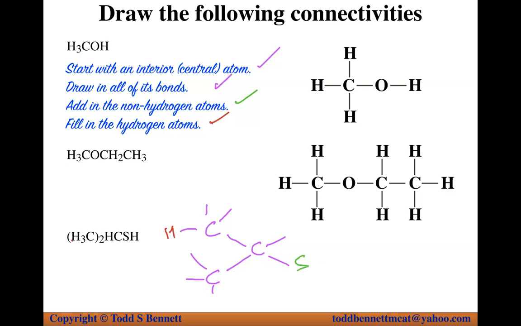There's H3C, one of them, H3C, another one, and an H here for this. So let me just double check. 3 H's on a carbon, check. 3 H's on the other carbon for the 2, check. H here. I apologize for my messy writing.